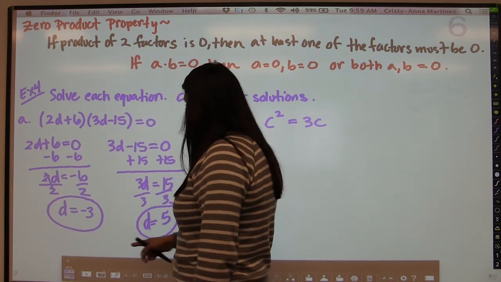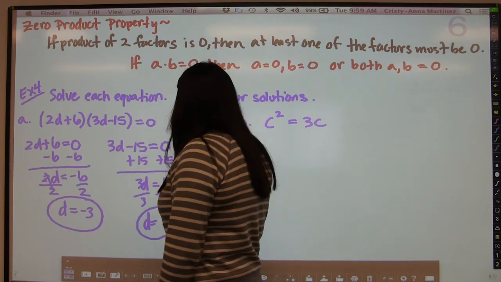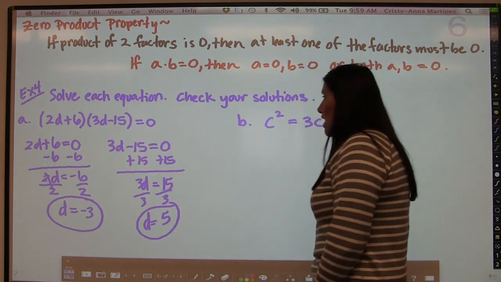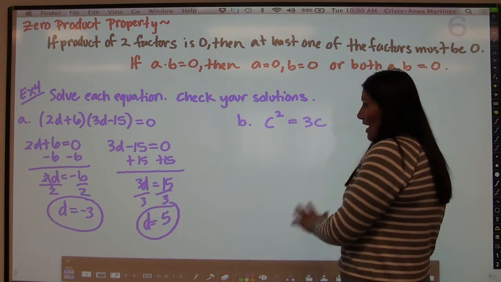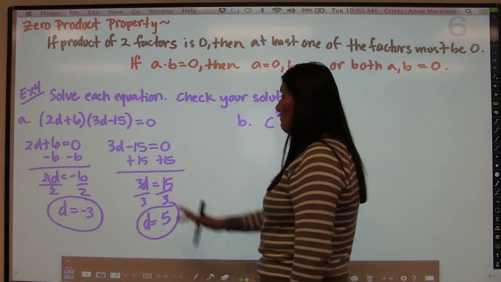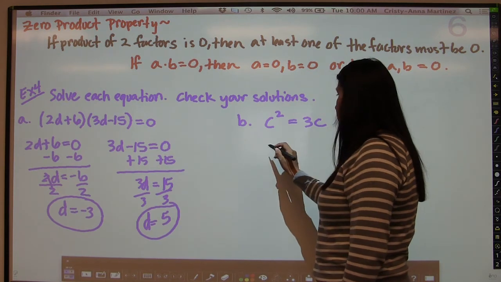So our two solutions for d are -3 and 5. You have two options there. So now in part B, we're going to pretty much do the exact same thing, only this time it wasn't already factored for us. In part A, it was already factored. But here we're going to do the factoring ourselves.